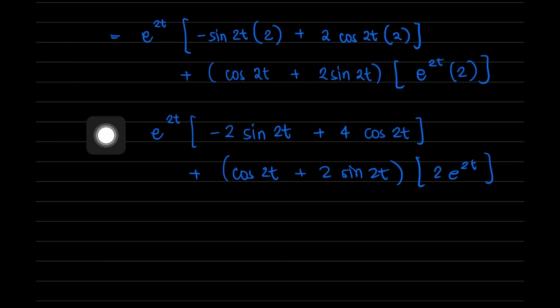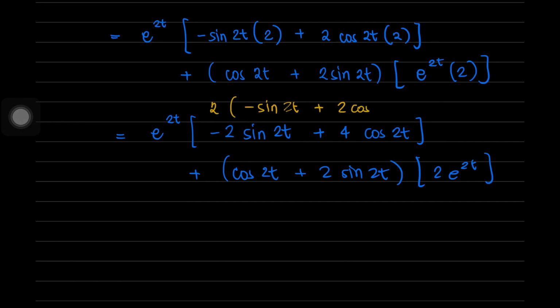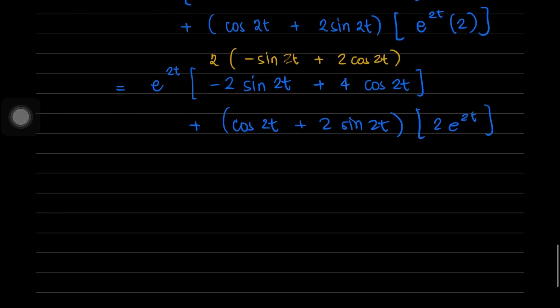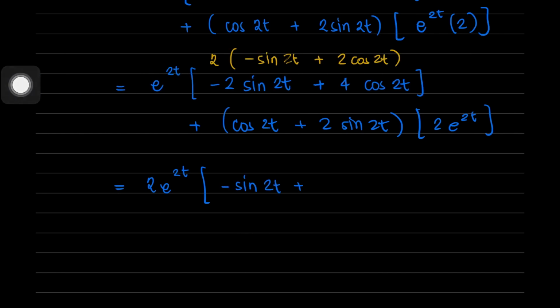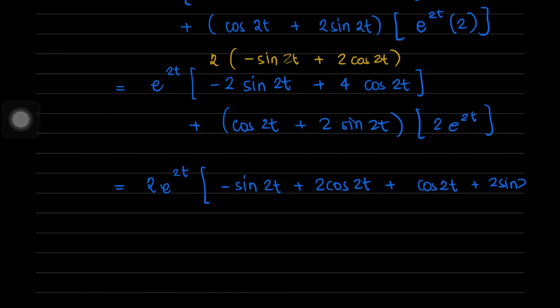Now, if you're going to notice, we can bring out 2e raised to 2t on this term, and we can also bring out 2e raised to 2t on this term because we can factor out 2 in this expression. So if we factor out 2 here, we have 2 multiplied by negative sine of 2t plus 2 cosine of 2t. Right? So if we factor out 2 there, we have 2e raised to 2t multiplied by the remainder for this term, which would now be negative sine of 2t plus 2 cosine of 2t. And if we bring out 2e raised to 2t on this term, the remainder would be positive cosine of 2t plus 2 sine of 2t.